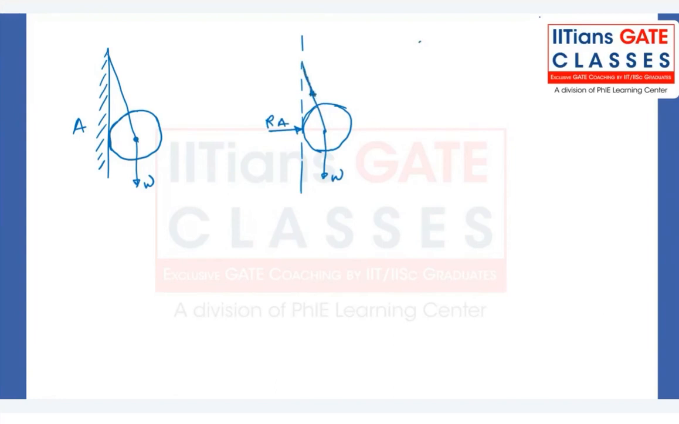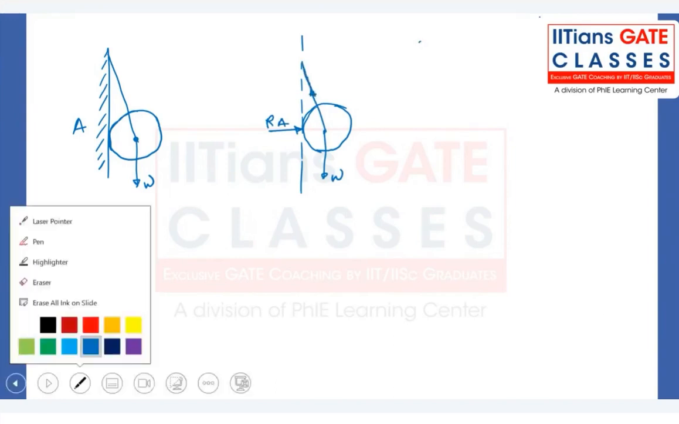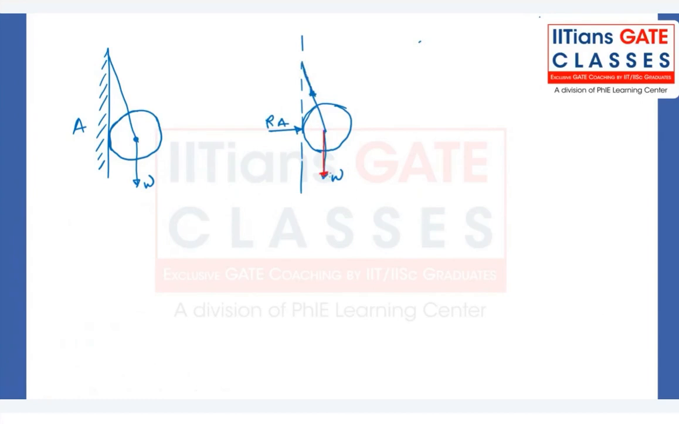So we have weight W acting, we have RA, and we have tension in the string as well. So this is how the free body diagram will look. Clear? Any doubt? No doubt. Then one more example I'll take.